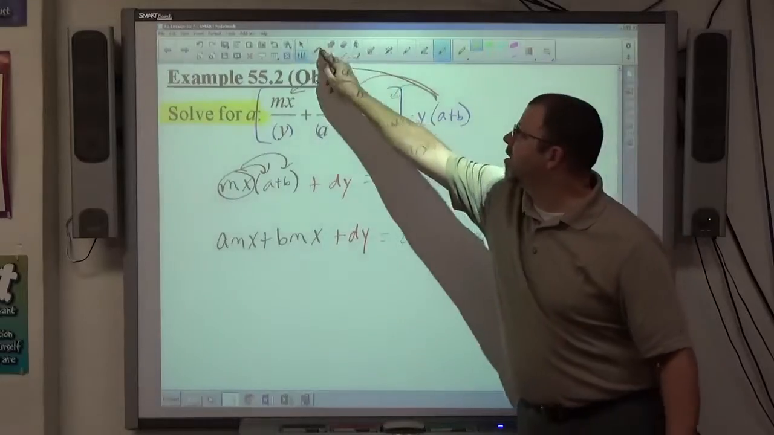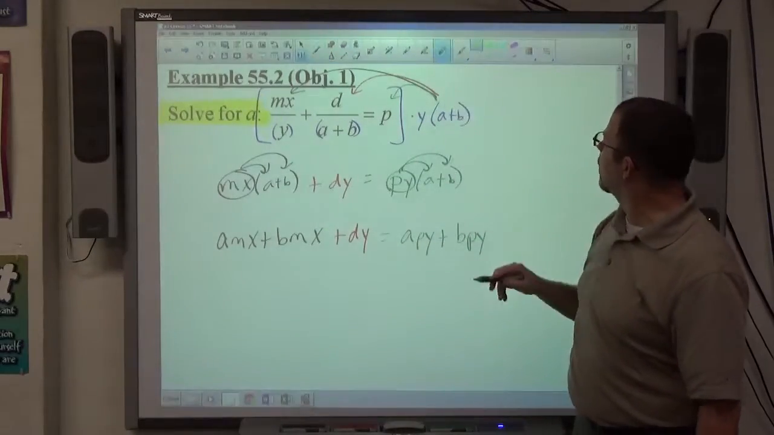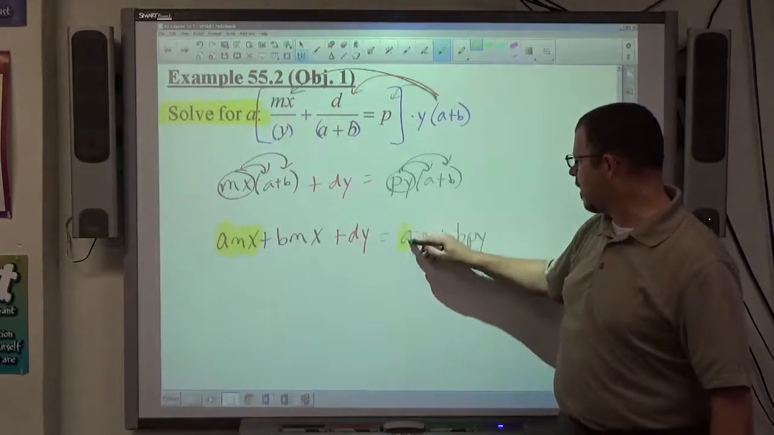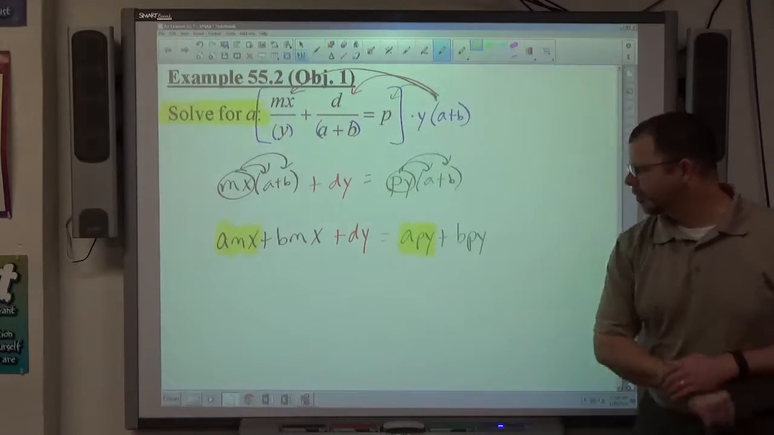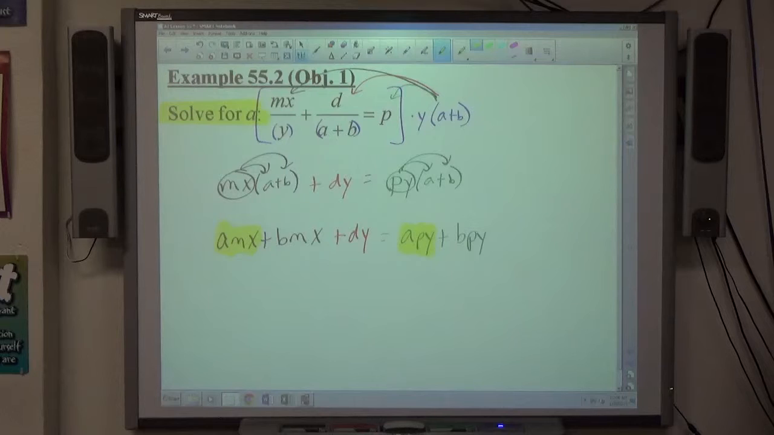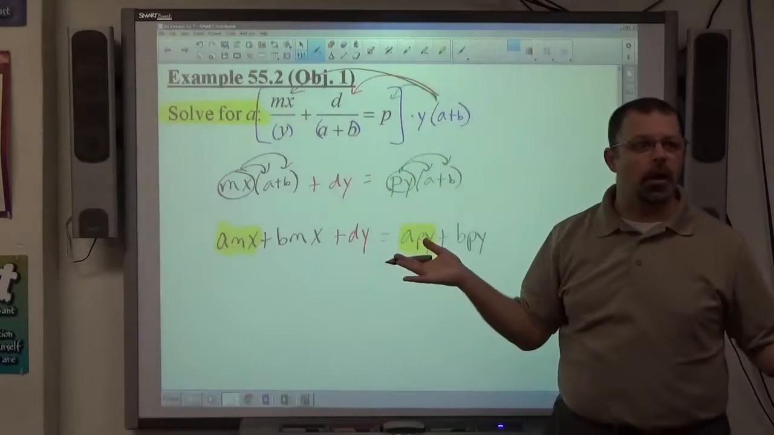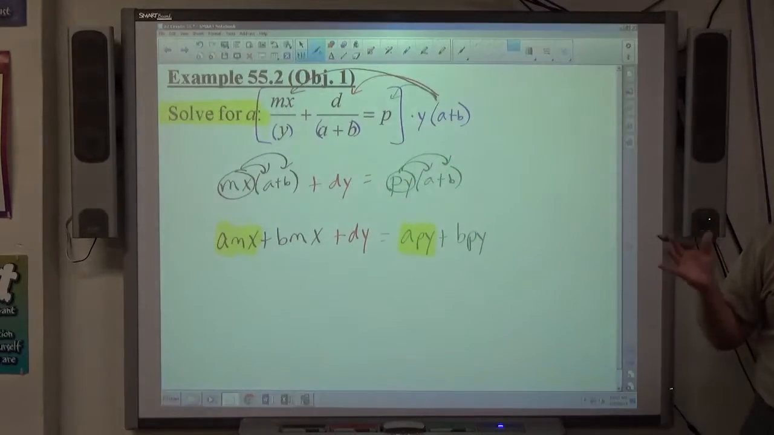So everything containing a is more important than everything else. If I look at my terms, amx has a in it, bmx doesn't, dy doesn't, apy has a in it, bpy doesn't. So those two highlighted terms are the most important terms. Everything else not highlighted is not as important. Again, we have choices to make. Where do we want things to go? Do we want a on the right or left? Left. I heard left first. Yeah, there's no wrong answer to that question, so don't get hung up on that question.